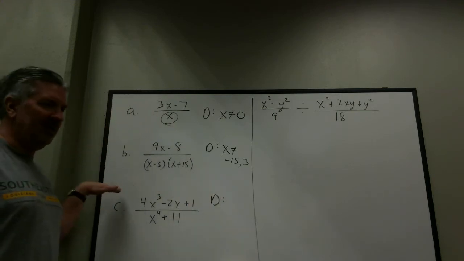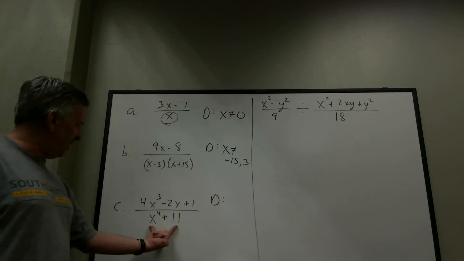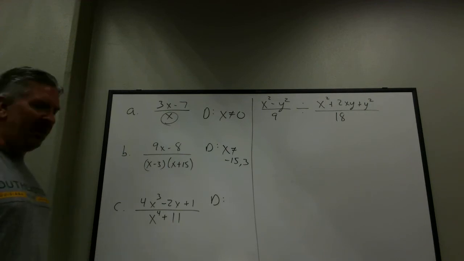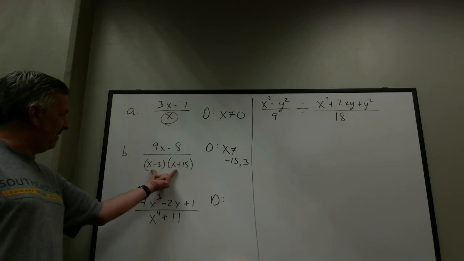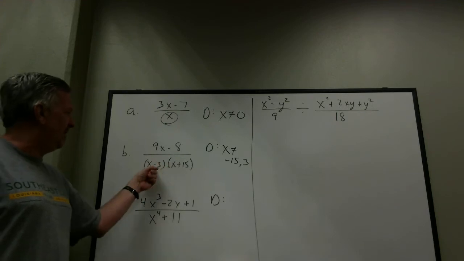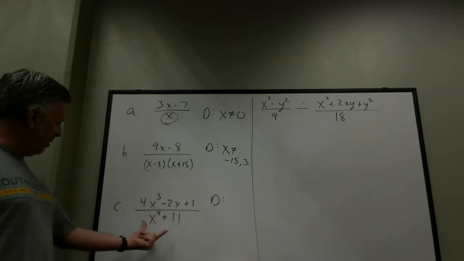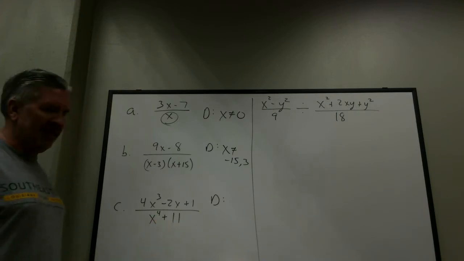Again, the numerator doesn't have anything to do with anything here. But look at the denominator. When is that denominator equal to 0? Notice that in part B it was factored, so you just figured out when each factor is equal to 0. But when is x to the 4th plus 11 equal to 0?